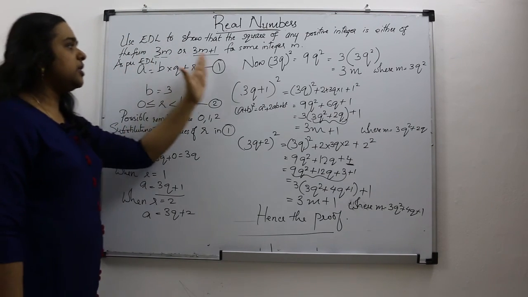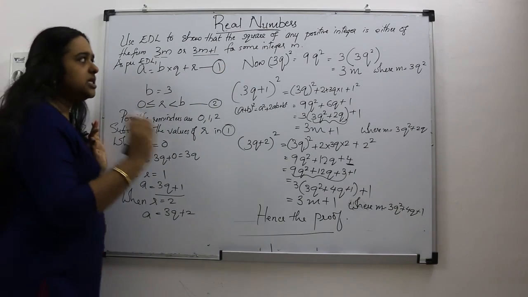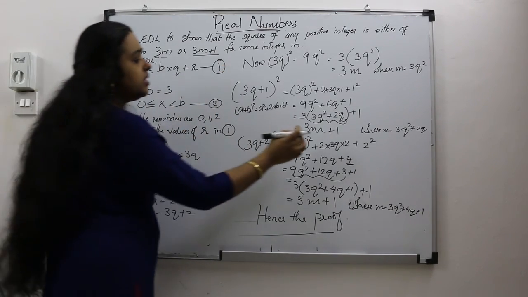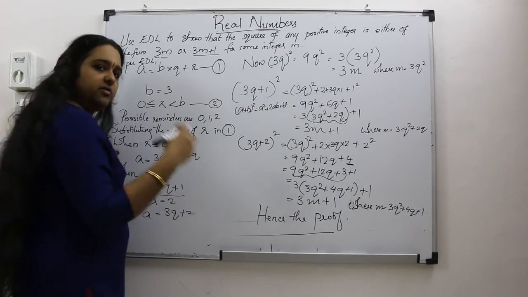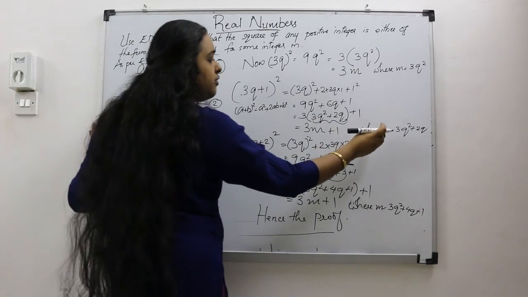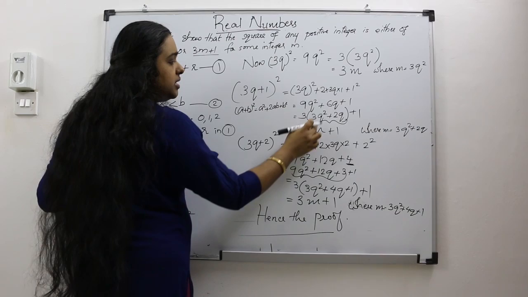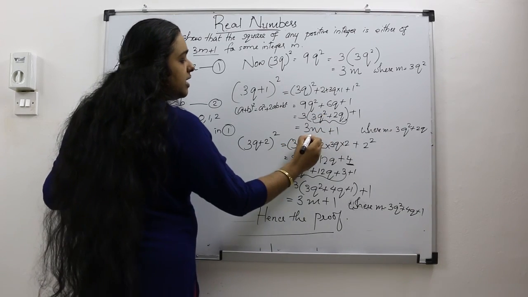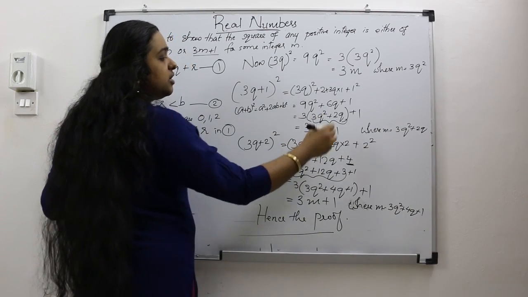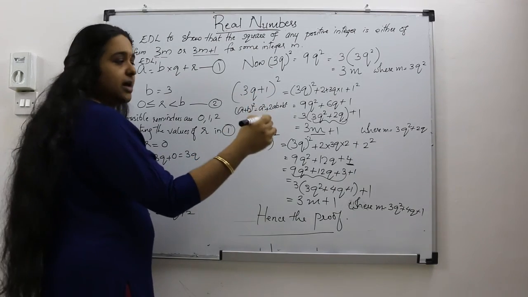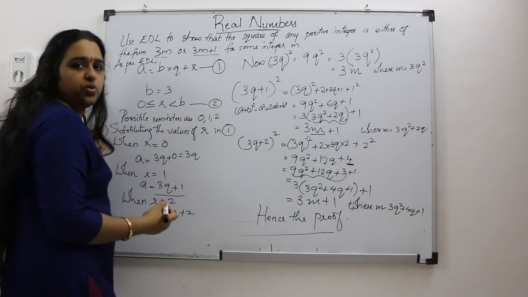So we can use Euclid's division lemma to show that square of any positive integer is of the form 3m or 3m plus 1. This is just a substitution. We are substituting that term with variable m, and we need to write the value of m as well, where m equals 3q square plus 2q.